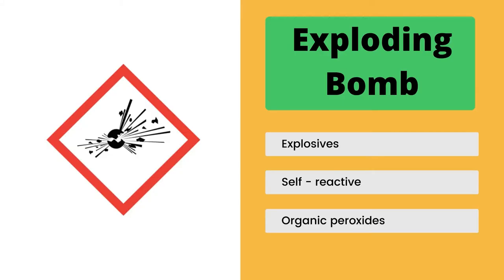Exploding bomb. The exploding bomb pictogram appears on the chemical labels of substances that are explosives, which is a solid or liquid chemical capable of a chemical reaction that causes damage to the surroundings. Self-reactive: heating may cause fire or explosion. Organic peroxides: heating may cause fire or explosion.